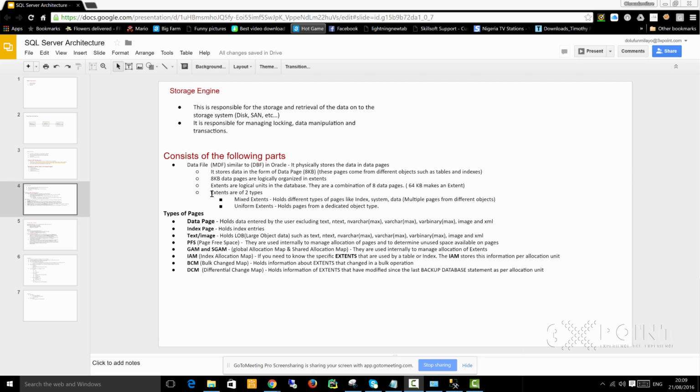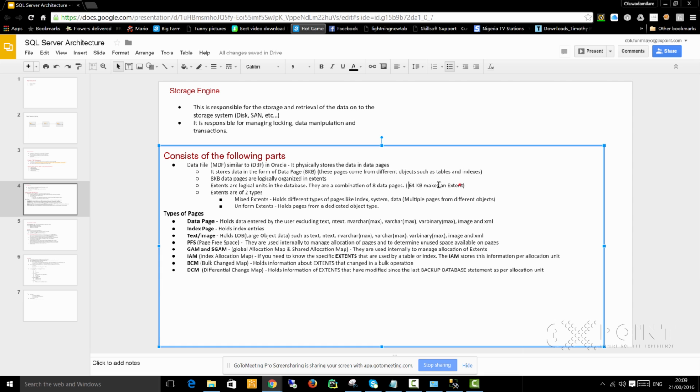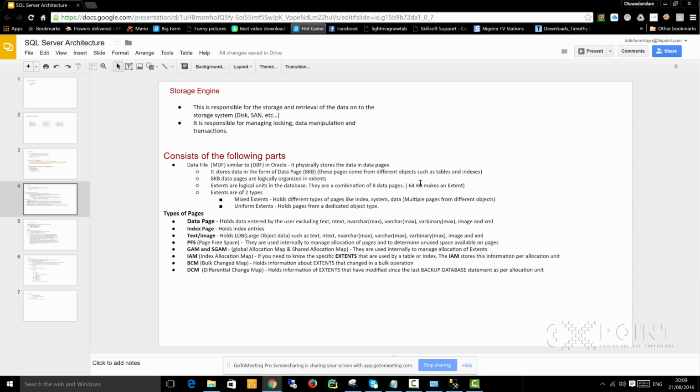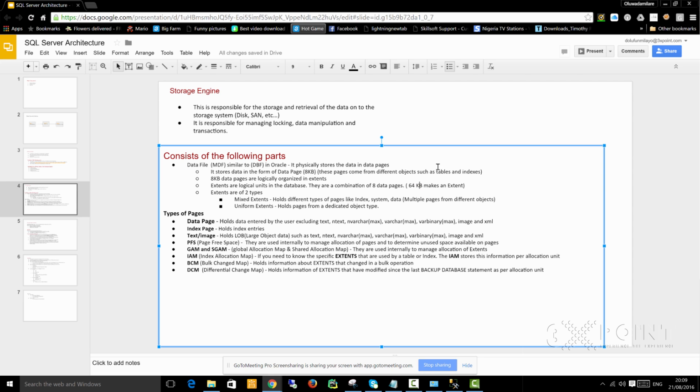And what for here it says 64 KB makes an extent. That's also straightforward, because if you have an extent that contains 8 KB pages, if you multiply 8 by 8, you get 64 KB. So every extent has the value of 64 KB.